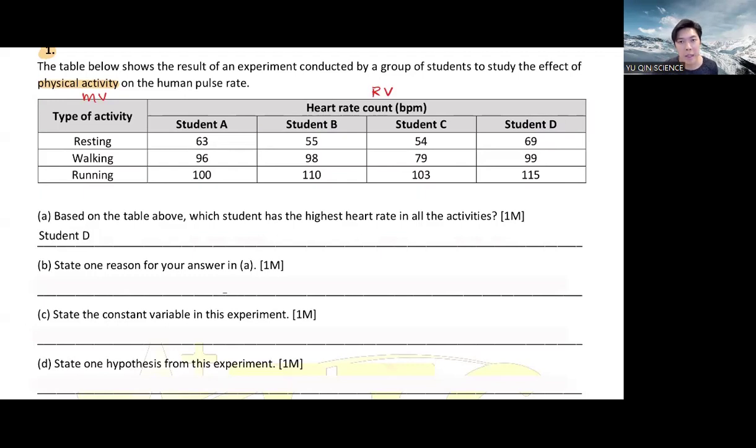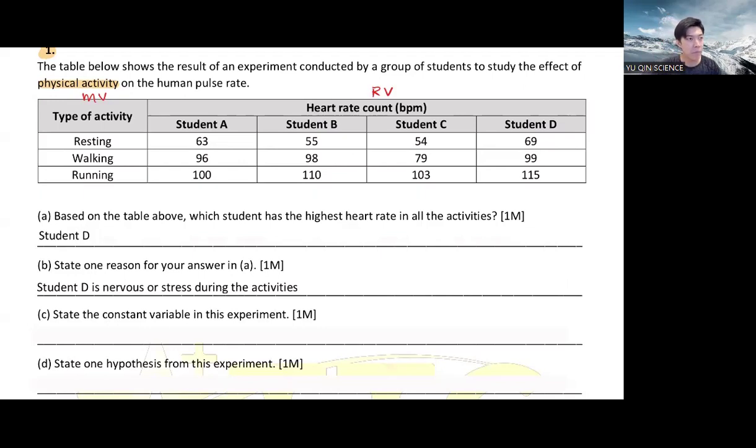Maybe D is nervous while carrying out the activity, or maybe D is stressed during the activity. I think these are still quite acceptable. Don't go too far, as long as, although we don't exactly learn this in your textbook, like we don't say why someone's pulse rate goes up. So we will assume that he is stressed or maybe he's nervous. Okay.